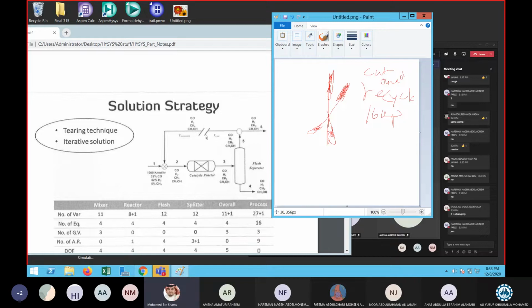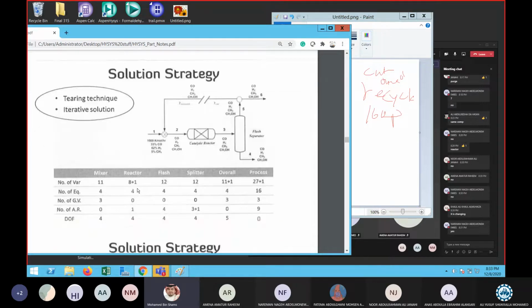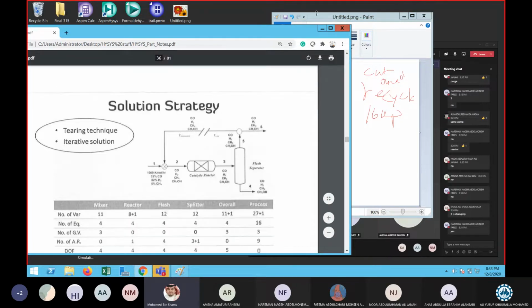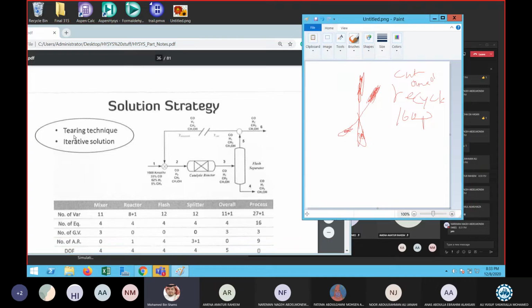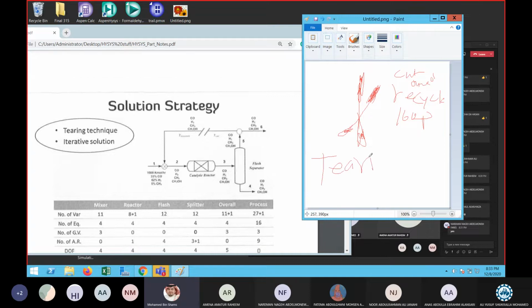So I could cut stream 7, I could cut stream 2, I could cut stream 3, or I could cut stream 5. Up to you. Let's assume that we are going to cut stream number 7. One might ask why you want to cut that stream. Because I'm going now to introduce for you an iterative strategy or technique that is called the tiering technique.